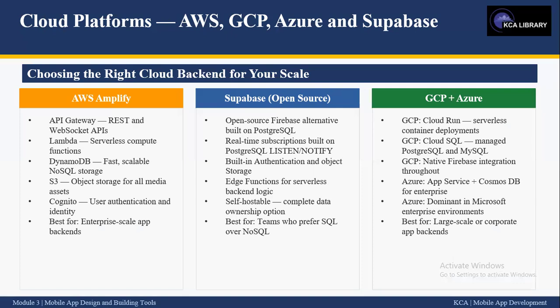GCP plus Azure. GCP Cloud Run offers serverless container deployments, and GCP Cloud SQL offers managed PostgreSQL and MySQL. GCP has native Firebase integration throughout. Azure offers App Services plus Cosmos DB for enterprise. Azure is dominant in Microsoft enterprise environments and is best for large-scale or corporate app backends. Choosing the right cloud backend for your scale.